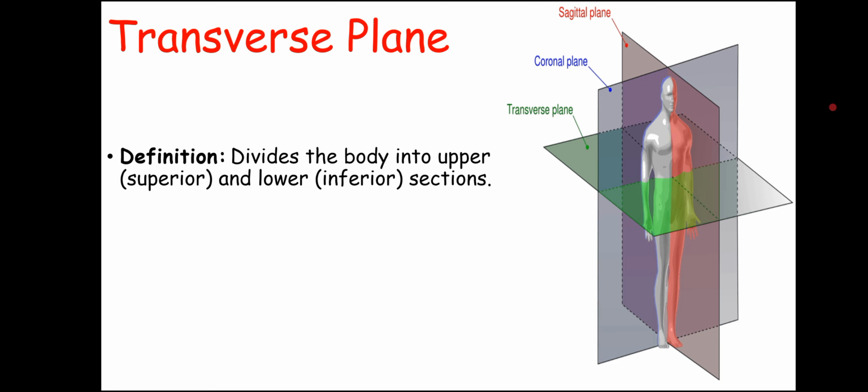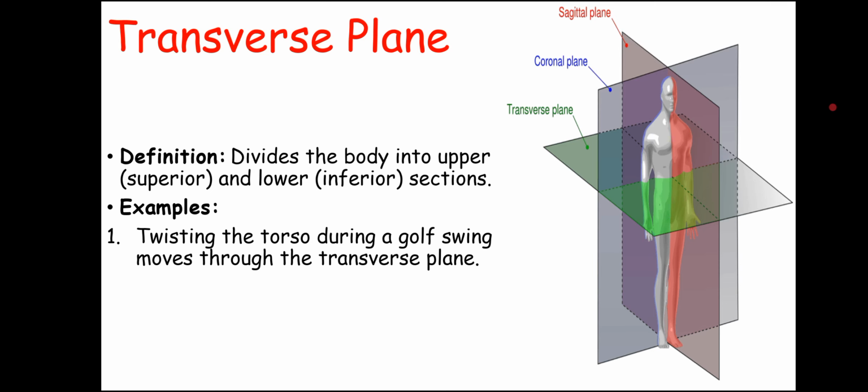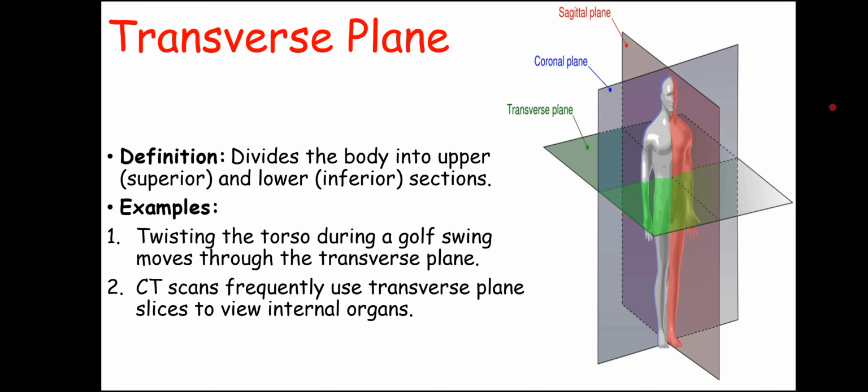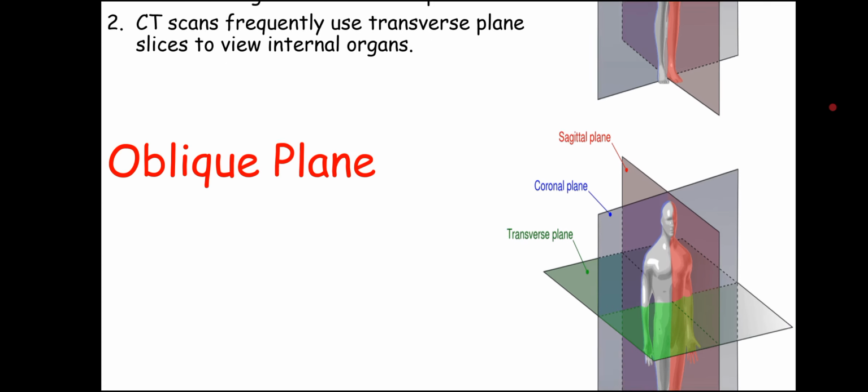The green plane is the transverse plane and it divides the body into upper and lower sections, or the plane that divides the body into superior and inferior sections. Its examples include twisting the torso during a golf swing moves through the transverse plane, and CT scans frequently use transverse plane slices to view the internal organs.